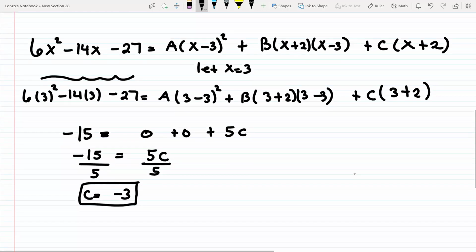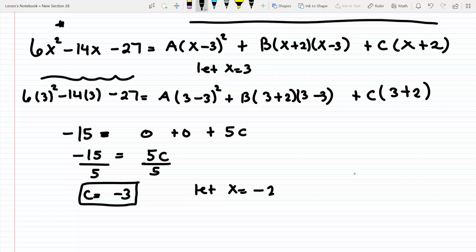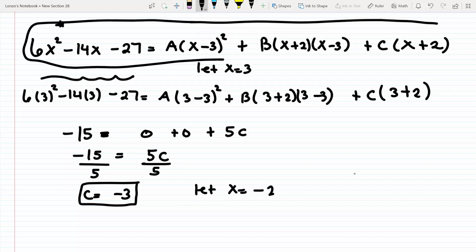Okay, so I have my c value. I still got to find my b and my a, right? So I should use another x value, and this time I'm going to use x equals negative 2. So go back to this equation, this stuff right here. Plug in x for negative 2, and you can plug in the c value of negative 3, right? So go back to here and plug in x equals negative 2.